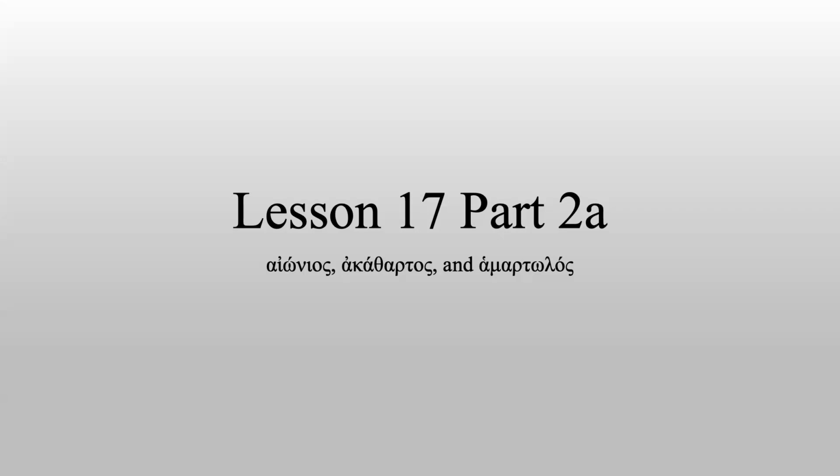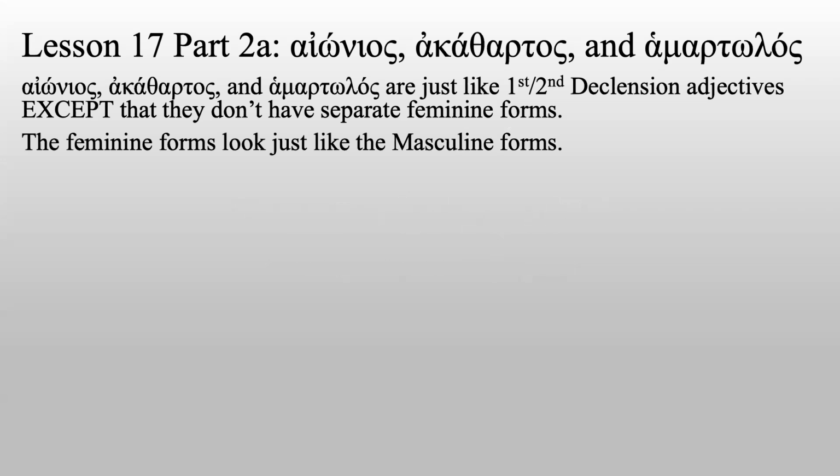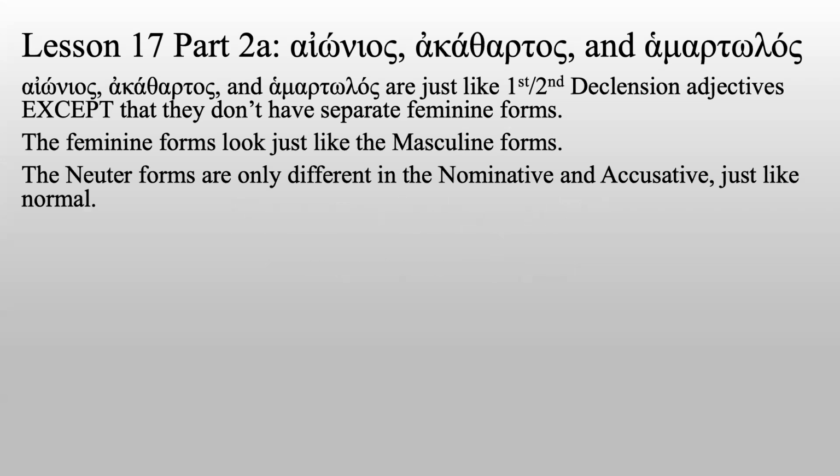Lesson 17, Part 2a: αἰώνιος, ἀκάθαρτος, and ἁμαρτωλός. αἰώνιος, ἀκάθαρτος, and ἁμαρτωλός are just like first, second declension adjectives, except that they don't have separate feminine forms. So the feminine forms look just like the masculine forms.